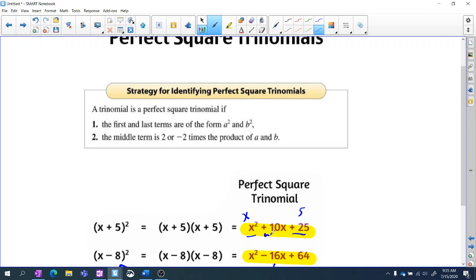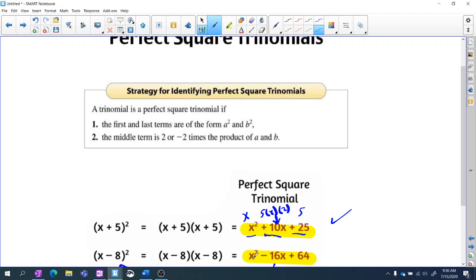Now the middle term can't just randomly be any number. It must be these two square roots multiplied together and doubled. Now it could be positive or negative, that does not matter. The first and last terms have to be positive, because if they're not positive, they're not perfect squares. But the middle one can be either positive or negative. So if I check this one, I'd say, well, x times 5 is 5x, doubled is 10x. So 5 times x times 2, yes, this is a perfect square trinomial.